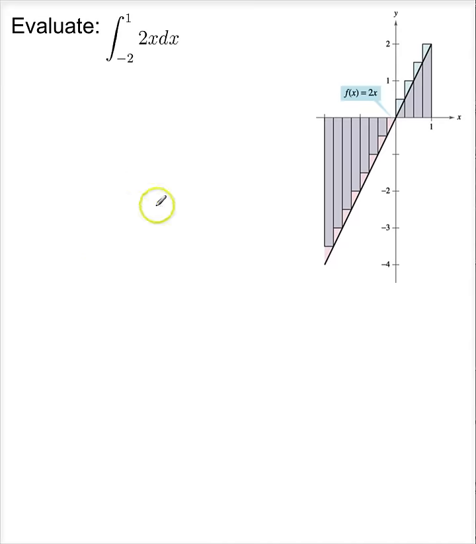Let's use this as an example. Let's look at the integral from -2 to 1 of 2x dx. In this case, our lower limit is -2, our upper limit is 1, the function is 2x, and I'm taking my rectangles in dx. So the first thing I want to do is define delta x sub i. I want it to be a regular partition, and we want dx to be positive.